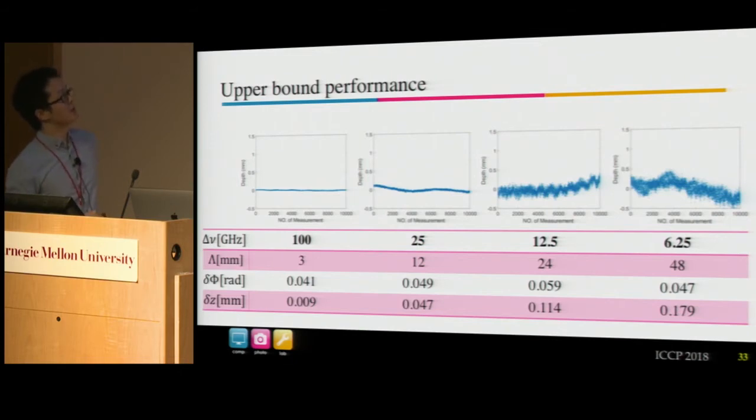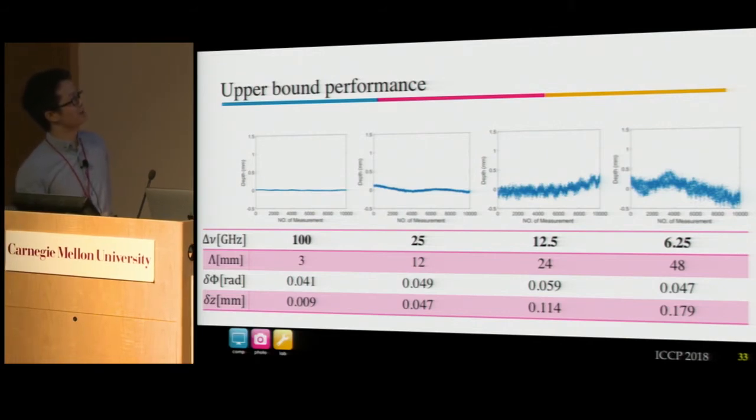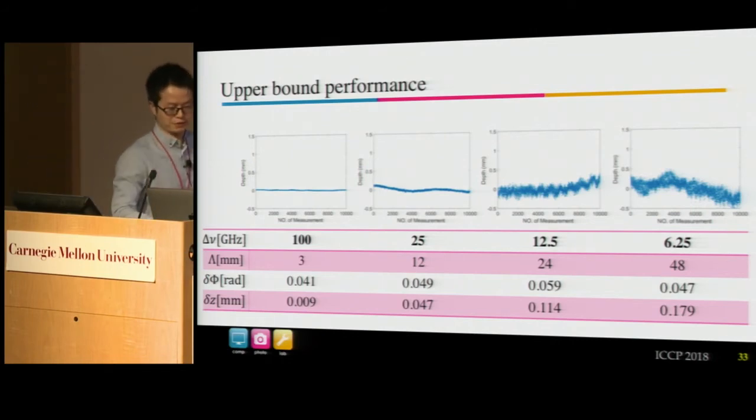So as you can see here, with the higher modulation frequency, we got an extremely high depth precision. And when we reduce the modulation frequency, we will have a worse depth precision, but it's still in sub-millimeter. And we also estimate the phase precision. As you can see here, the phase precision is relatively the same for different modulation frequencies.